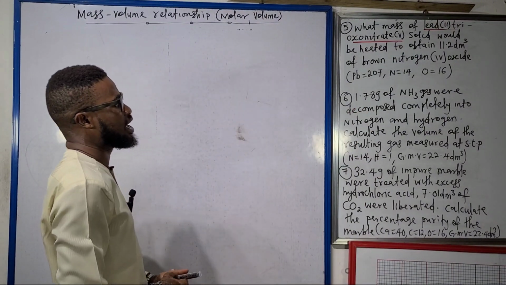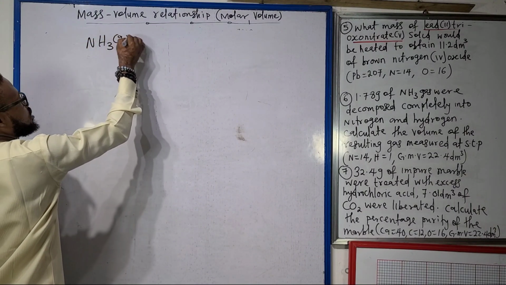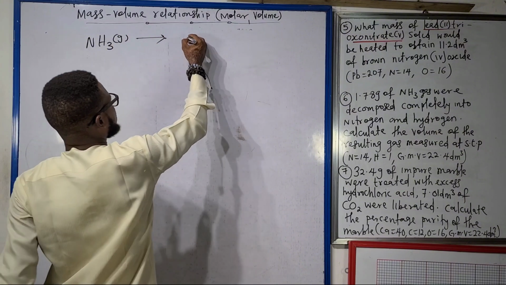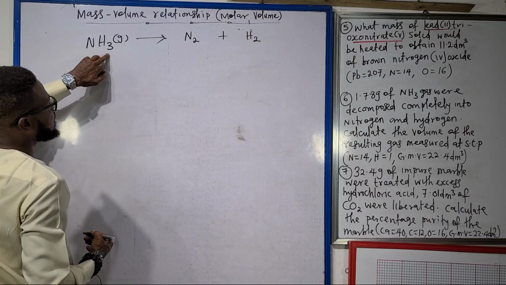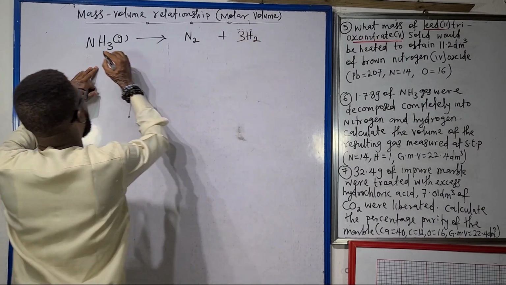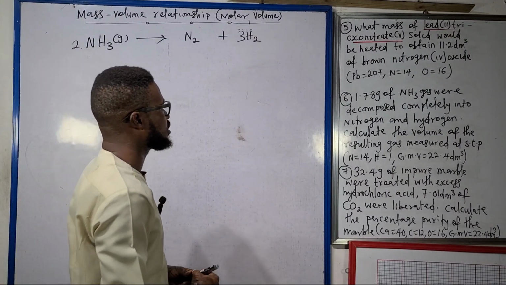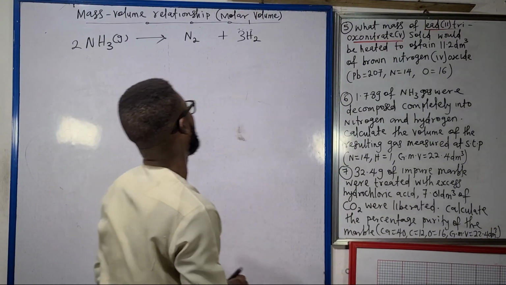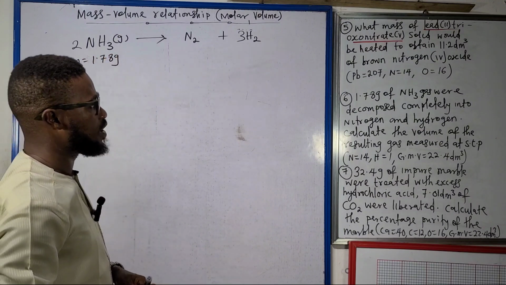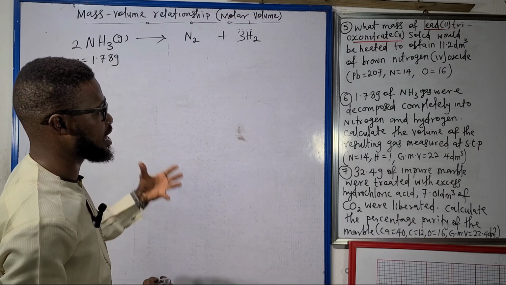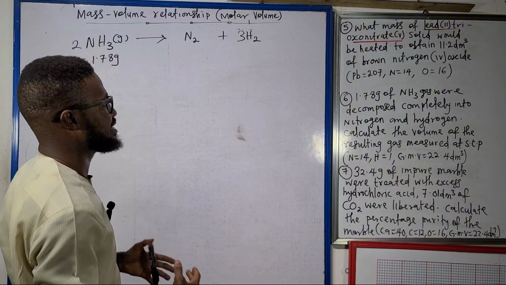1.78 gram of ammonia gas were decomposed completely. We're looking at the decomposition of ammonia gas here, okay? The decomposition of ammonia gas will give us nitrogen gas plus hydrogen gas. To balance this, because I'm having 3 here, if I put 3 here, I'll need to put 2 here, and this just gives us a balanced equation here. 1.78 gram of ammonia gas decomposed completely into nitrogen and hydrogen. Calculate the volume of the resulting gas measured at STP.